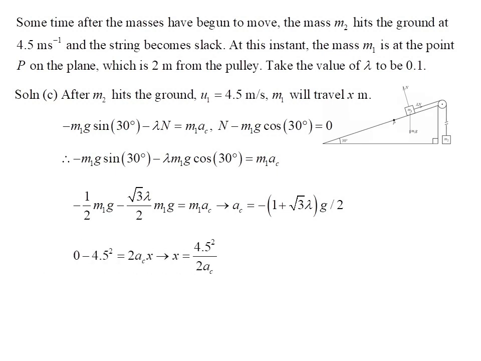In the meantime, based on the equation of motion, we have 0 minus 4.5 squared equals 2 a sub c x, which gives x equals 4.5 squared over 2 a sub c. Hence, x equals 1.76 meters approximately.